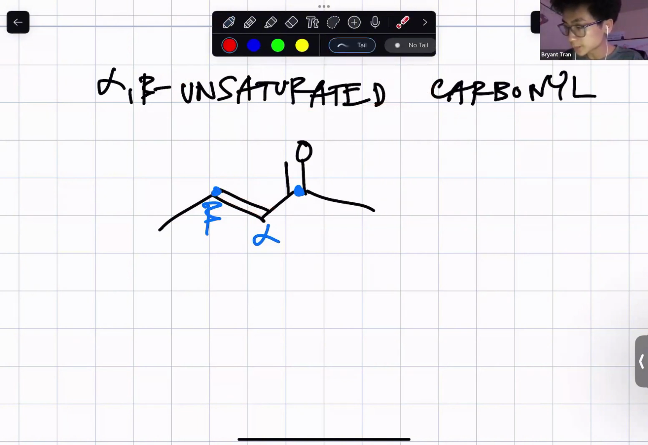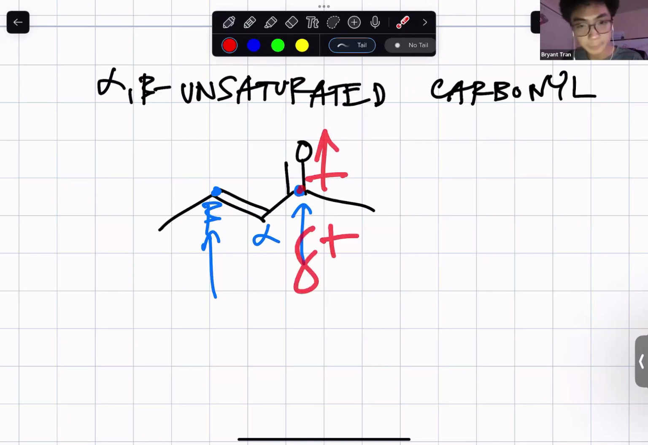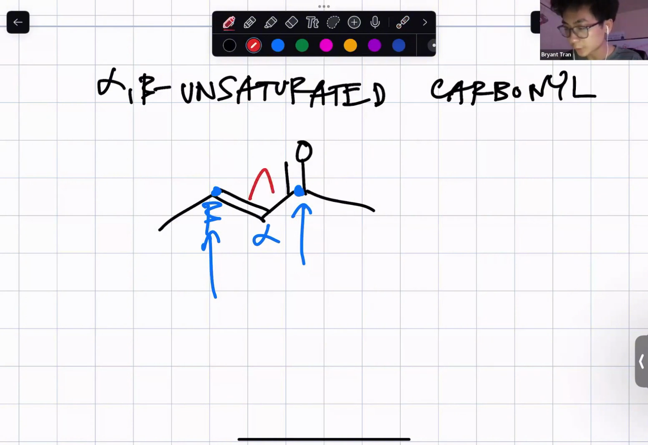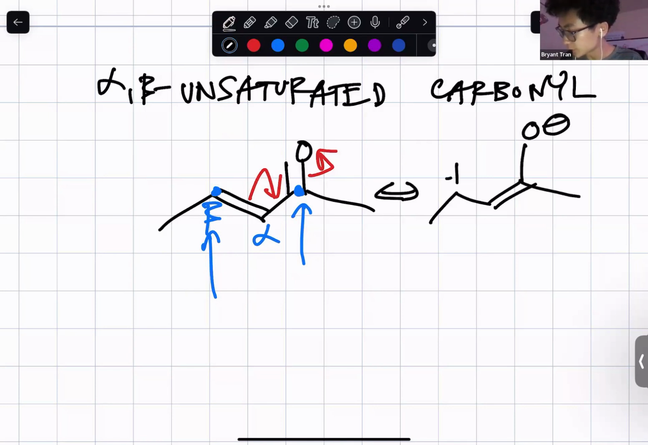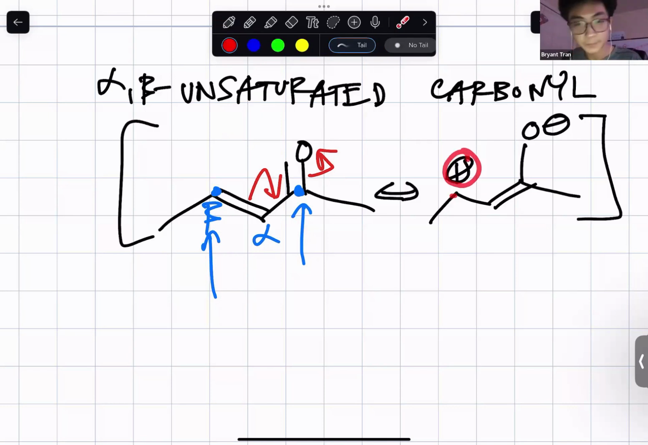But there are two electrophiles here. This is an electrophile, and that is also an electrophile. We can clearly see why this is an electrophile: it's attached to the electronegative atom oxygen, making it positively charged. It's harder to see why this is the electrophile, but it's more clear if I draw out the resonance structure. When we draw out the resonance structure of this alpha, beta unsaturated carbonyl, we can clearly see the positive charge on that beta carbon.